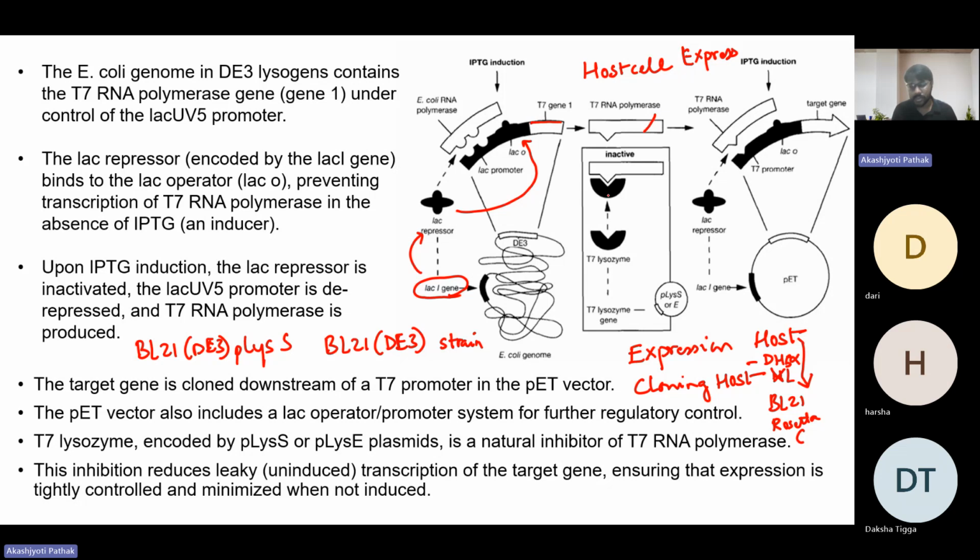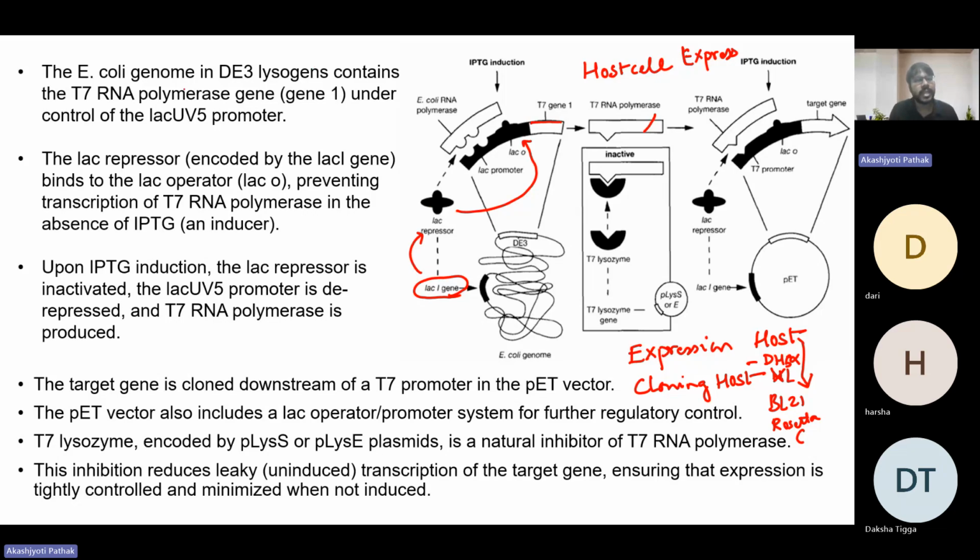So there are different types of host, and you have to actually optimize which host is working in your case, or in which host cloning your gene of interest gives you a better yield of protein. So a lot of optimization is required. You cannot actually say that this host will work and this will not work. You have to check and see.